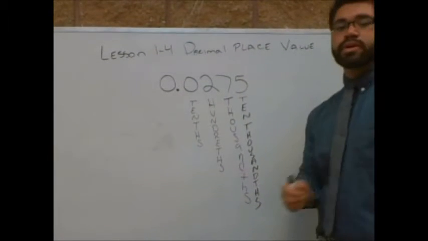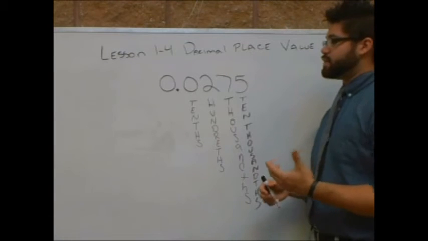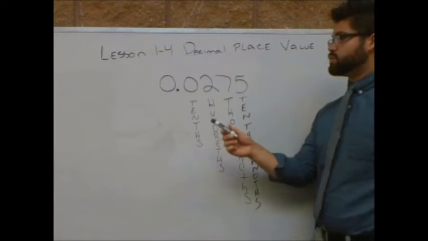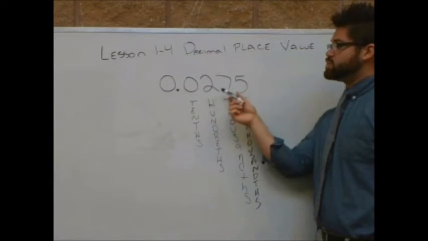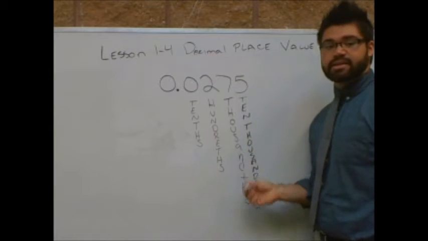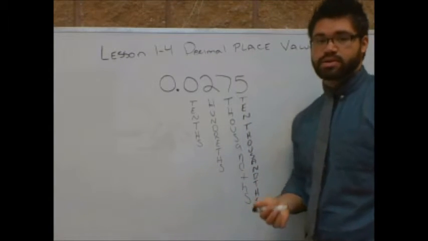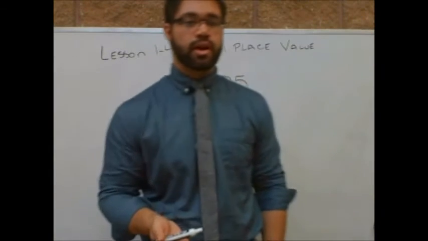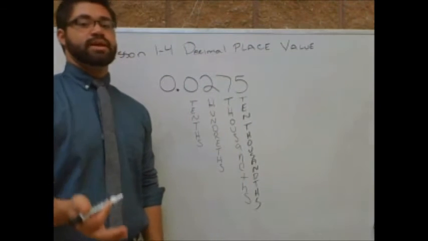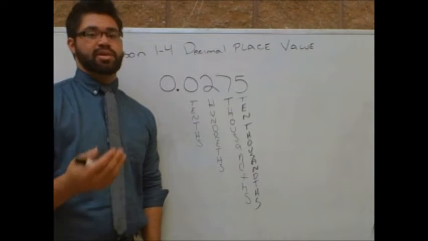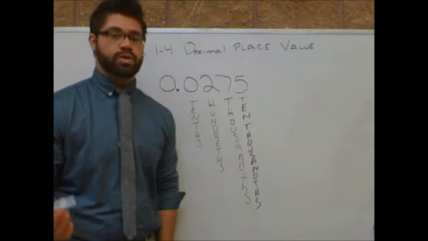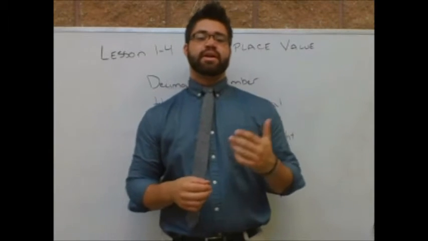So again, remember, we use the last digit that we have, and we use that to say the number. So this is 275 10,000ths. So that's an introduction of what we're looking at when we're talking about place values in numbers smaller than 1. Okay, so now we've got an introduction to it.